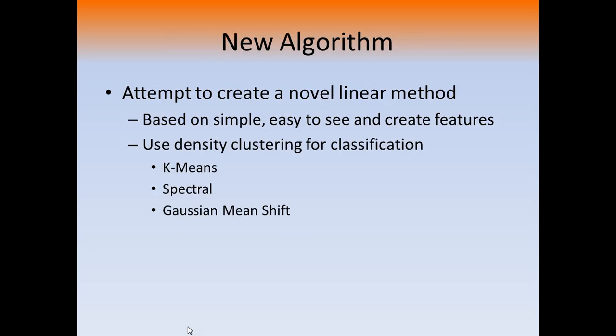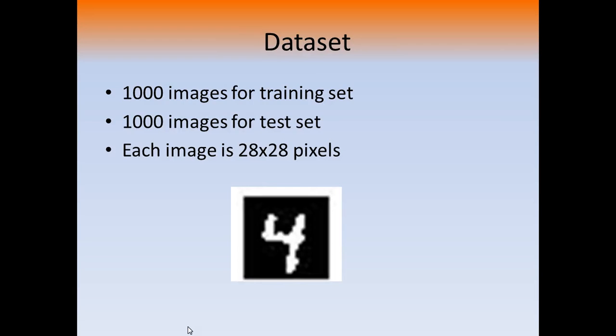So, as I said, it's going to be based on simple, easy to see features like letter topologies, and it's going to pull features out of that, and then use density clustering, which I'll explain later, for the classification. And there's three types of clustering I'm going to use in this, namely k-means clustering, spectral clustering, and Gaussian mean shift.